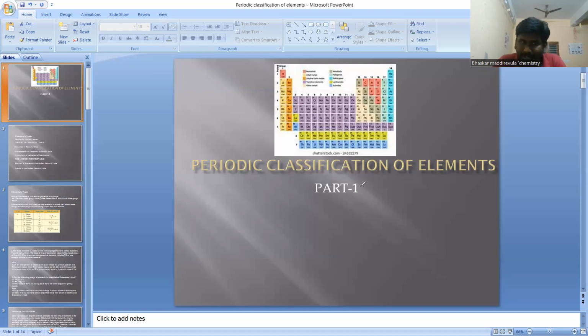So in this first slide, I'm going to cover the three topics. Along with the three, first we'll see the features of the three topics, and I will solve some questions from those particular topics. Now, first we'll see what are the topics under the periodic classification of elements. This topic is very, very important.